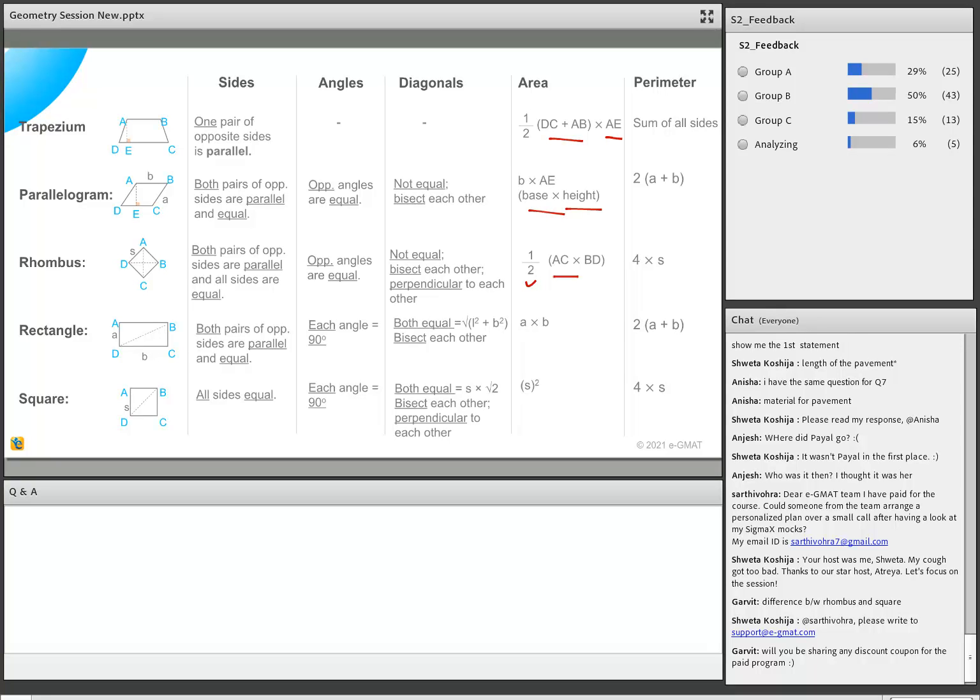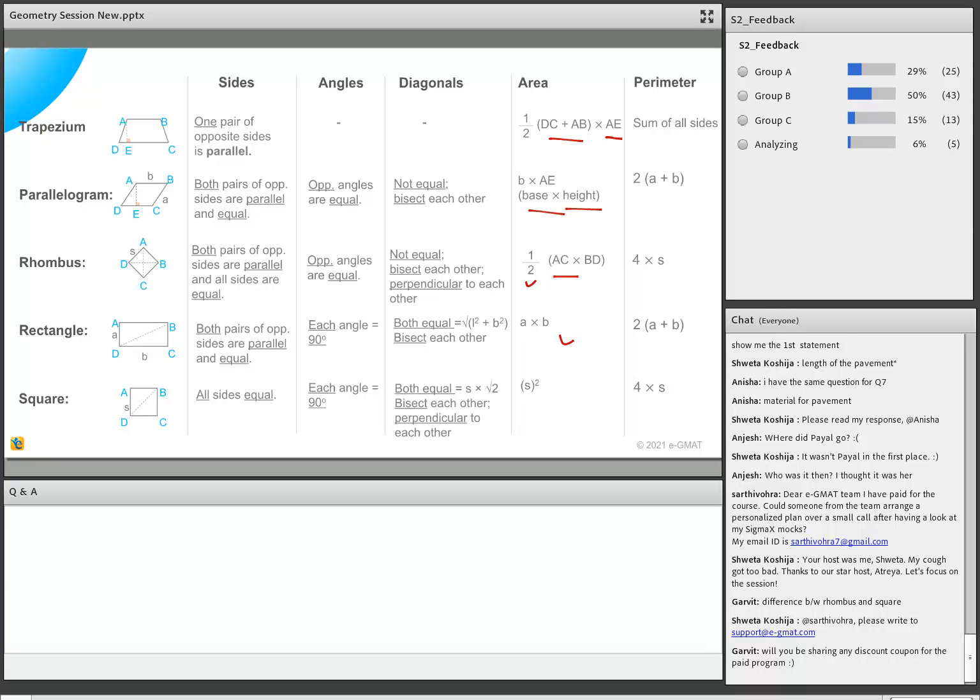For a rectangle, it's very simple. It's the product of length and the breadth. And for a square, since the length and breadth are equal, you just multiply that, and that gives you s square, where s is the side length of the square. Perimeter is very easy to understand. It's just the sum of all sides of any geometrical shape.